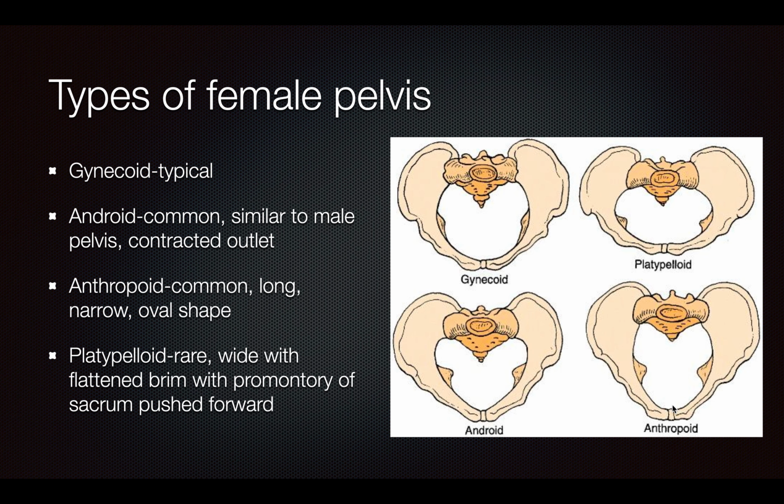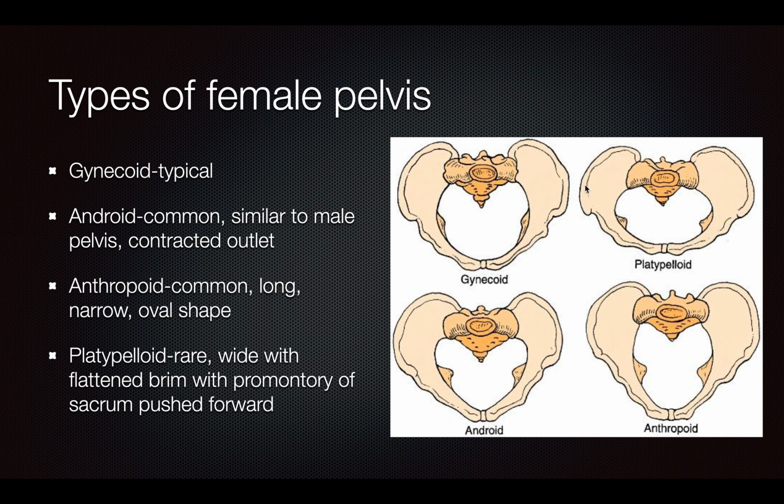It's important to keep track because if the pubic symphysis will not stretch enough for it to be round, it might give some birth complications. The platypelloid is the rarest of the pelvises, and this only occurs in about 2% of the population, but it's going to be wide.